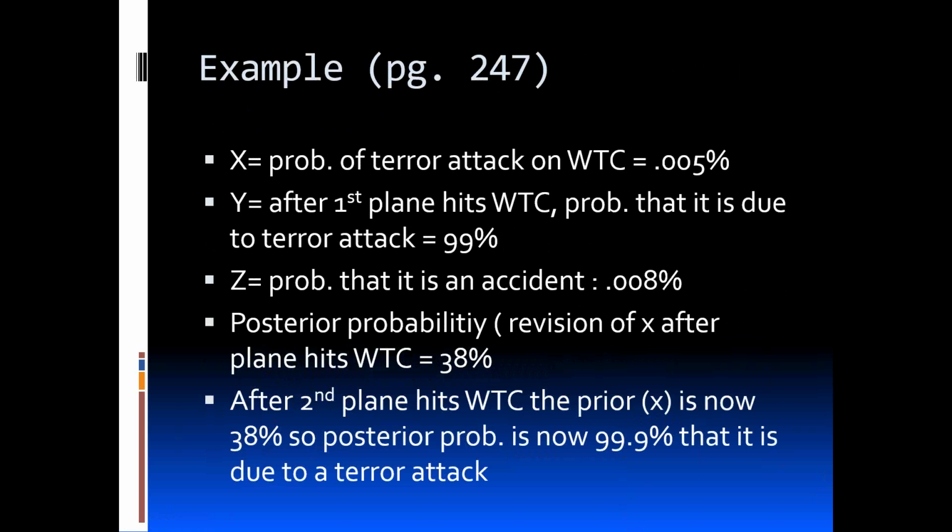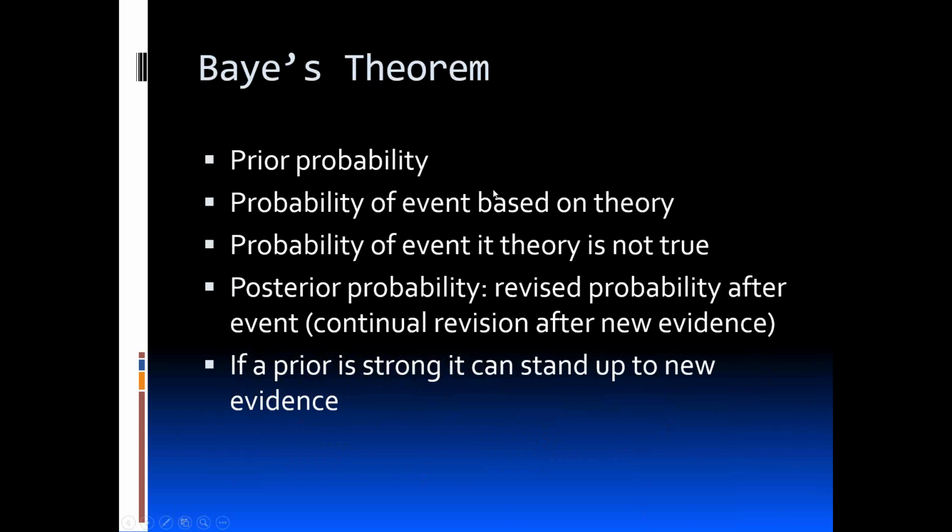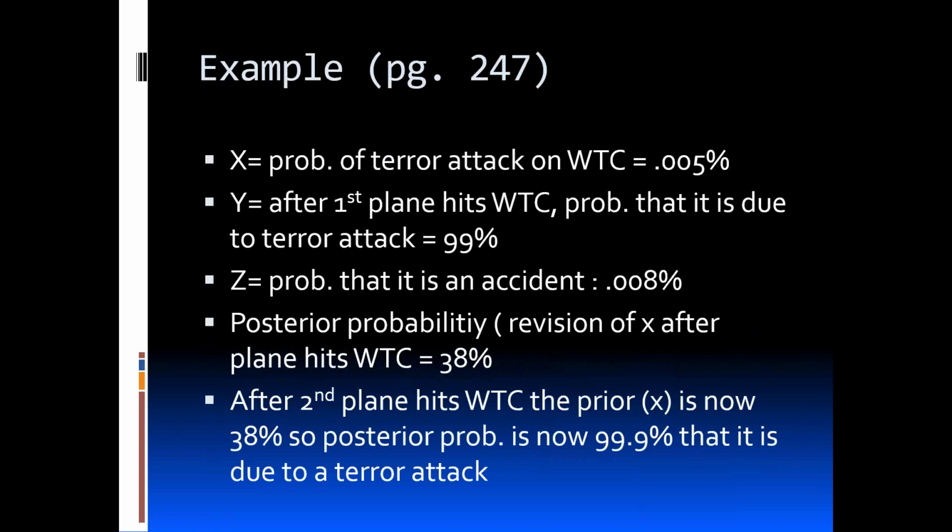So Y is the event, the first event, when the first plane hit the World Trade Center. Okay, we said that Y, going back a slide, is the probability of the event based on the theory, in this case, that there's an attack on the World Trade Center. So after the first commercial airliner hits the World Trade Center, we're going to say the probability that it's due to a terror attack is about 99%, because there's never been an accident where a commercial airliner flew into the World Trade Center.